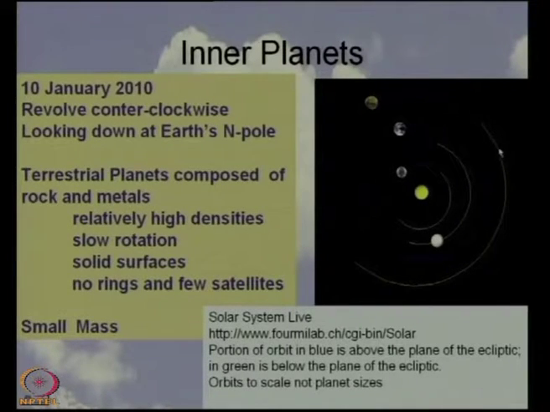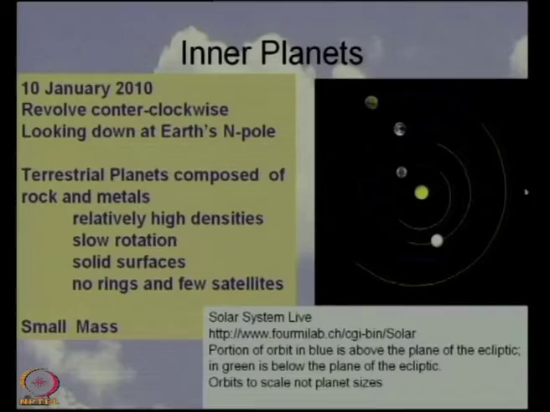Now, in this picture the whole thing is rotating counterclockwise, and we are looking down on the solar system from the earth's north pole. When you look down from the sky towards Earth's north pole, you will see that the Earth is rotating counterclockwise, and the whole solar system also rotates counterclockwise. So, all the planets are moving in this direction, all of them in the same direction. So, their angular momentum vectors are all oriented alike.